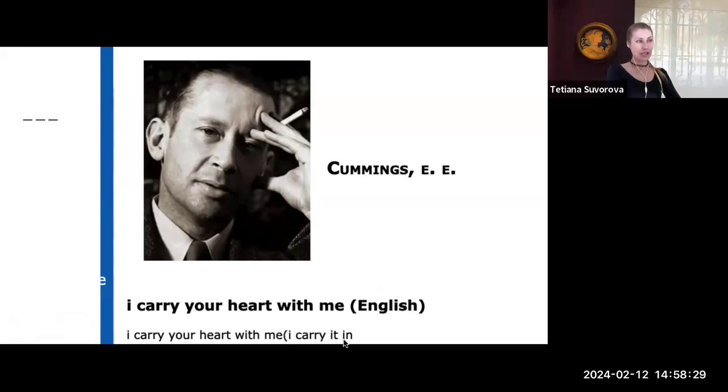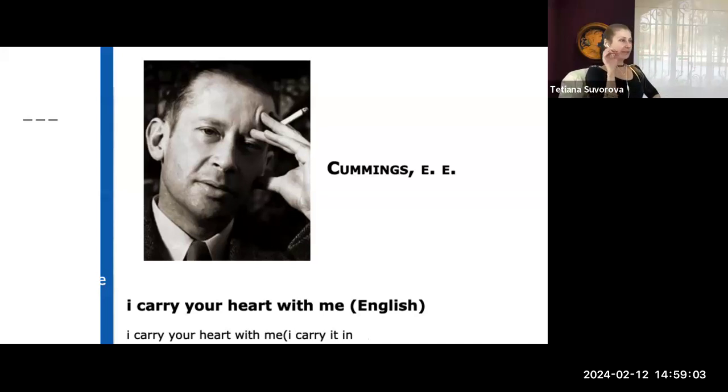I carry it in. So can you think about a continuation? What's the next word? I carry your heart with me. I carry it in. But please don't look through the internet. Of course you can find it easily. So just give me your idea. What do you think? What is the next word to be given? I'd like to have some ideas from you, because I have automatically in my mind one word.